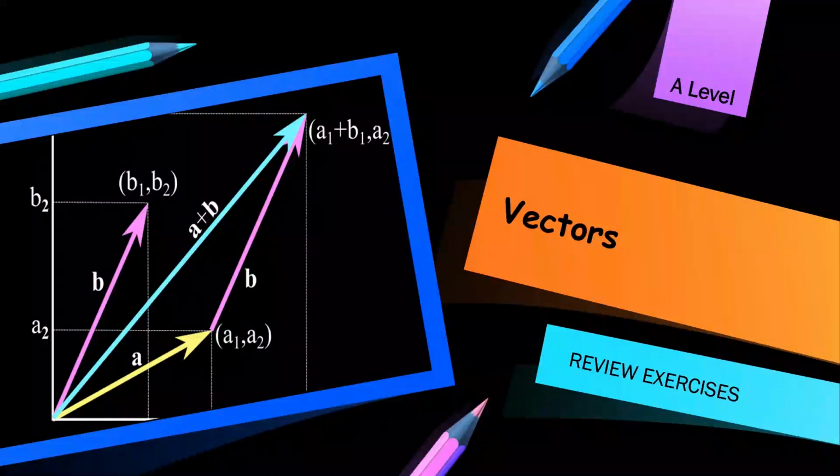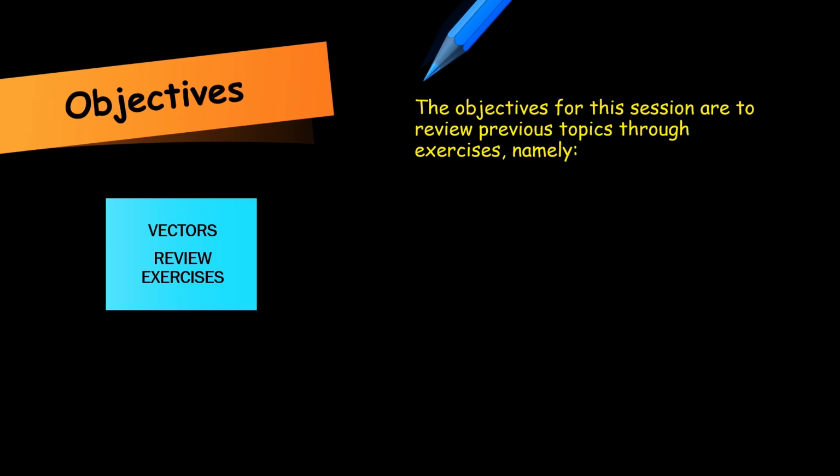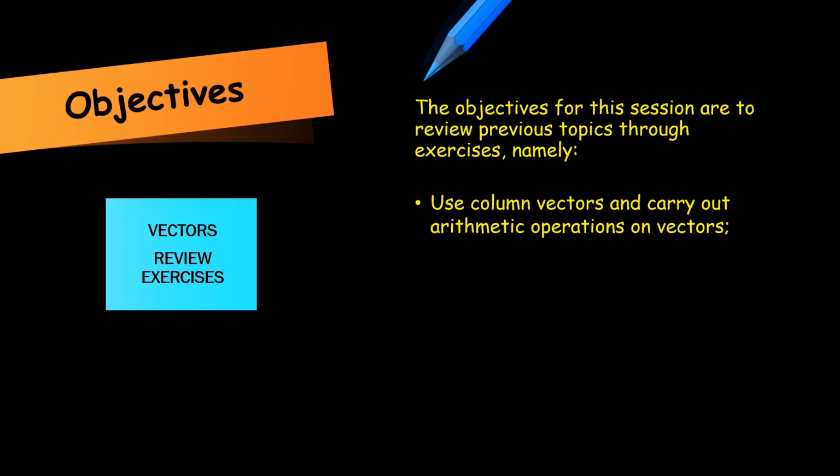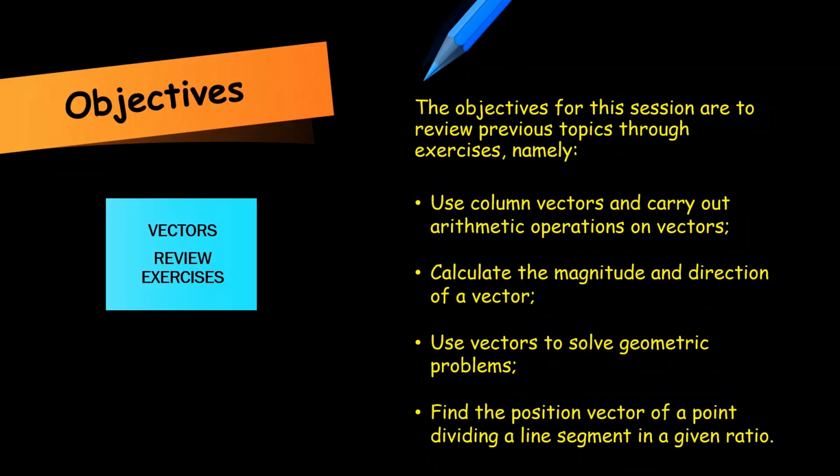Welcome to the session on vectors, review exercises. The objectives for this session are to review previous topics through exercises, namely, use column vectors and carry out arithmetic operations on vectors, calculate the magnitude and direction of a vector, use vectors to solve geometric problems, and find the position vector of a point dividing a line segment in a given ratio.